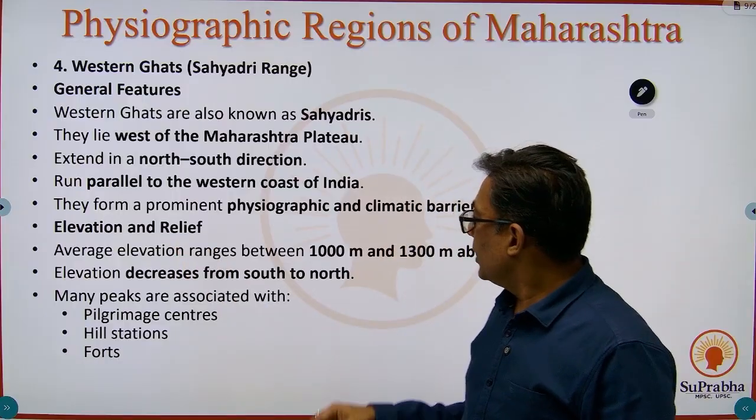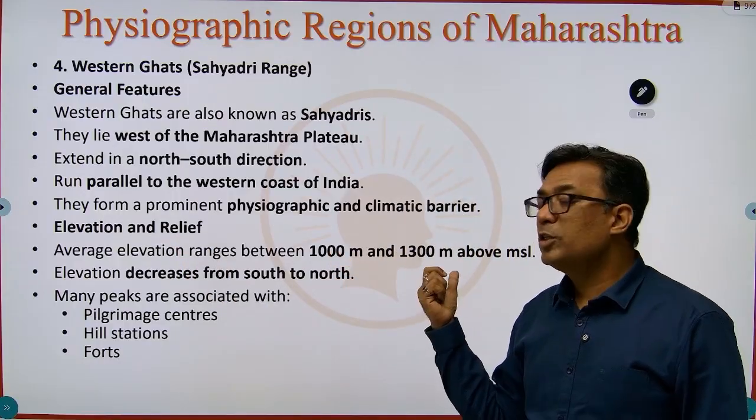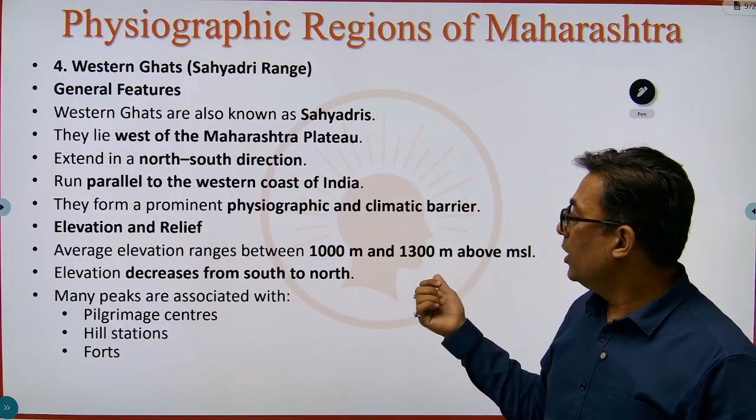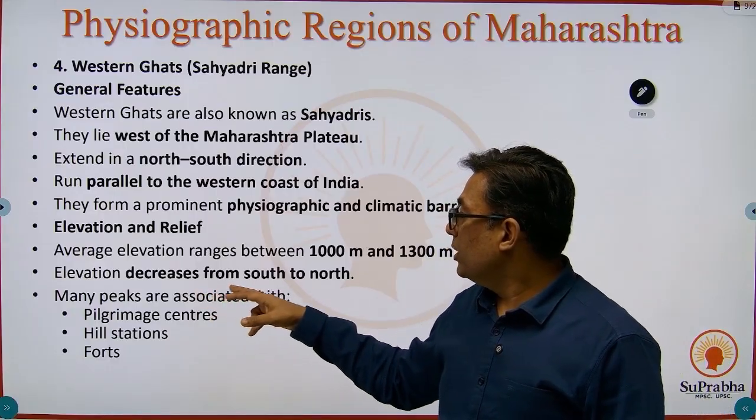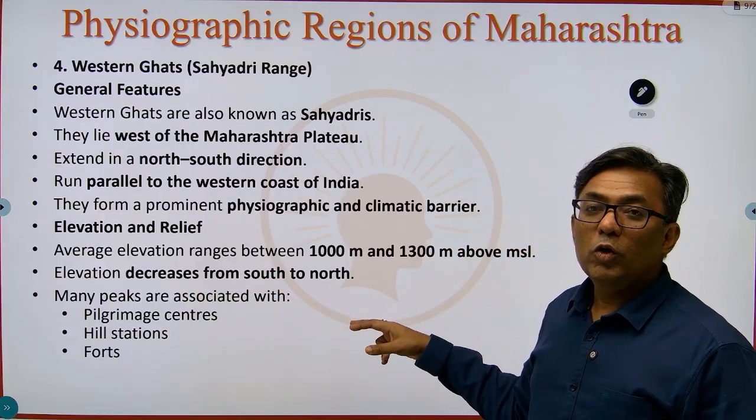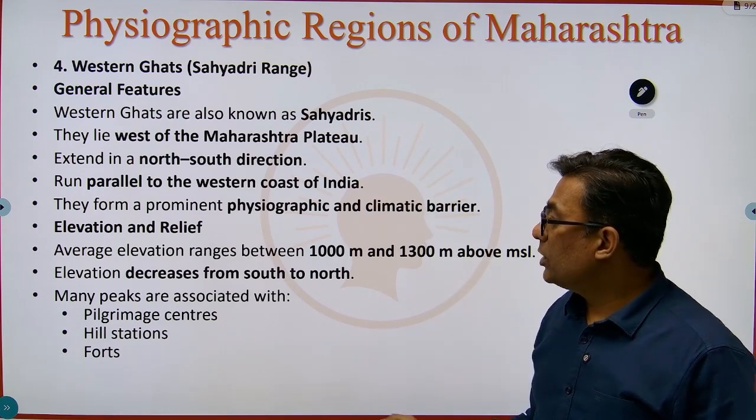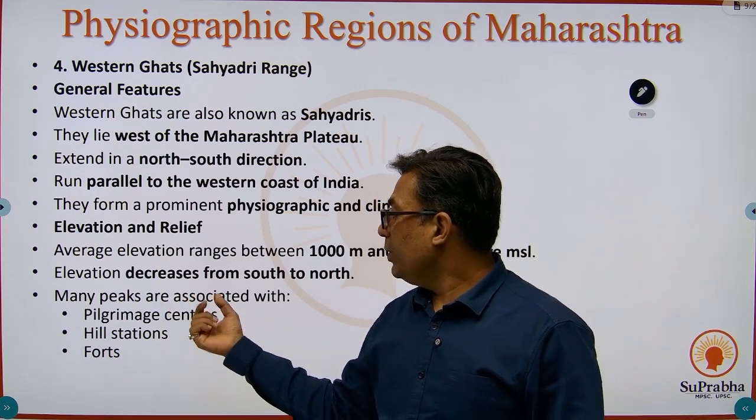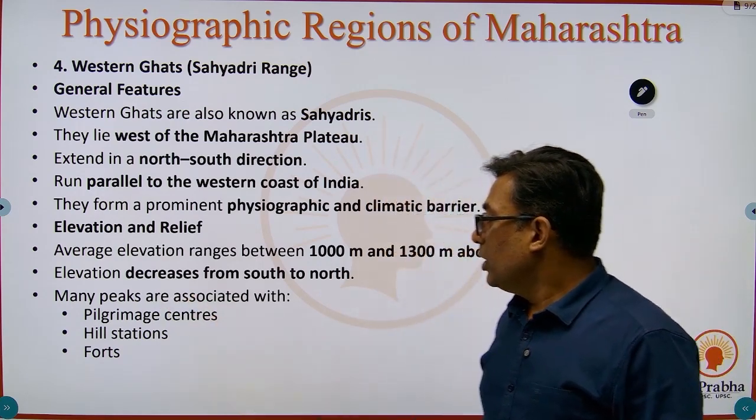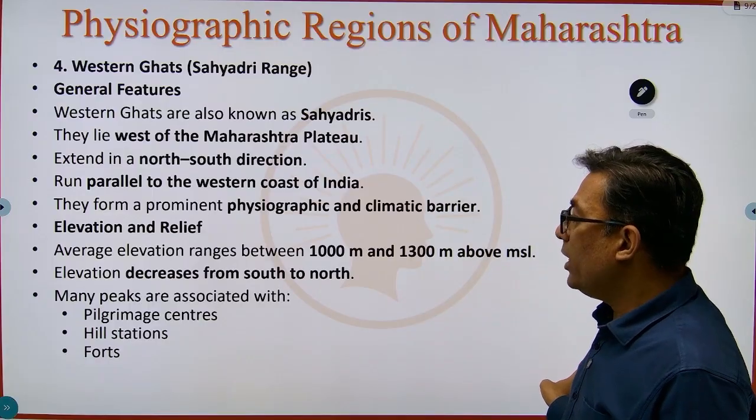Elevation and relief: the average elevation ranges from 1000 meters to 1300 meters, not that much in height. Elevation decreases from south to north. If you go from south to north, the elevation is going to be less. Towards the southern side, the elevation is more. Many peaks are associated with pilgrim centers, hill stations, and forts.